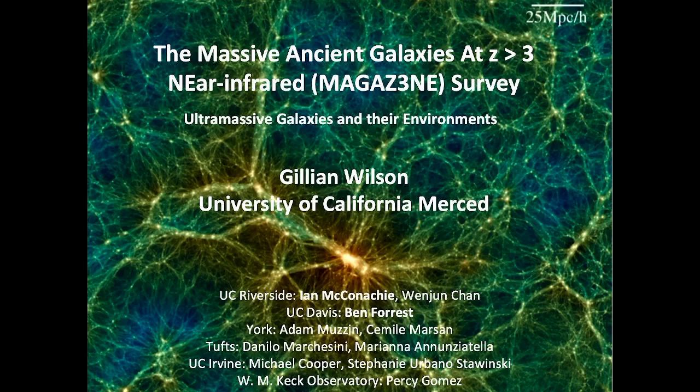I'm going to be telling you in the next few minutes about the massive ancient galaxies at redshift greater than 3 near-infrared survey, or MAGAZ3NE for short. That's a survey of ultramassive galaxies and their environments. Most of the work's been done at Keck. In particular, I'm going to be focusing on some work done by my former postdoc, Ben Forrest, who is now at UC Davis, and my former graduate student. He just defended a couple months ago, and he'll be off to University of Wisconsin-Madison for a postdoctoral fellowship in the fall.